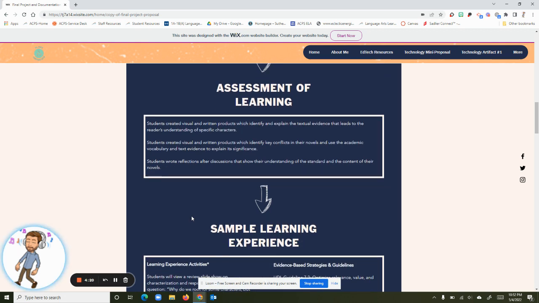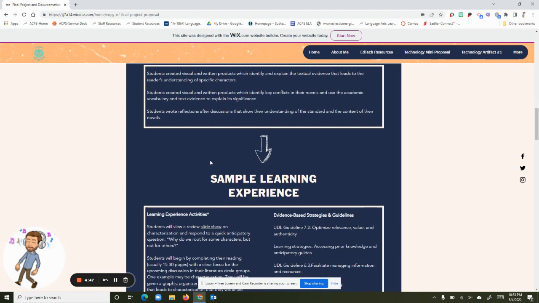My assessments of learning. Students created visual and written products which identify and explain the textual evidence that leads to the reader's understanding of specific characters, and the same thing with conflicts, with point of view and setting. Additionally, they wrote reflections about how their discussions went, where they'd have to mention what they shared in the discussion, what partners shared in the discussion, and how it formed their overarching opinions on everything.